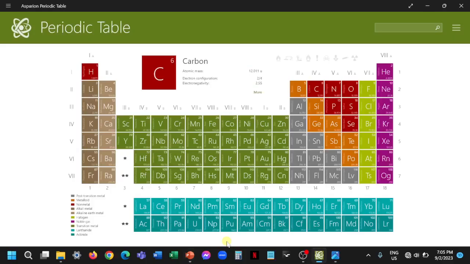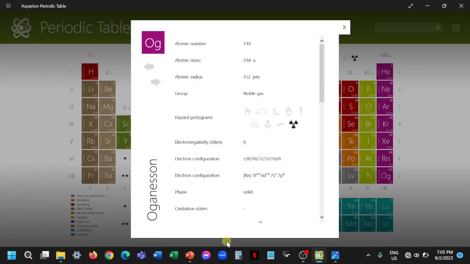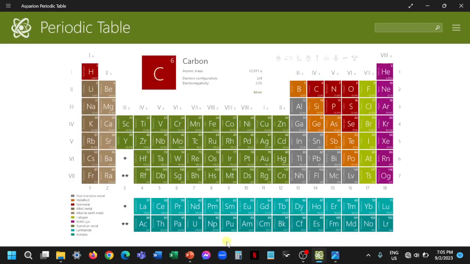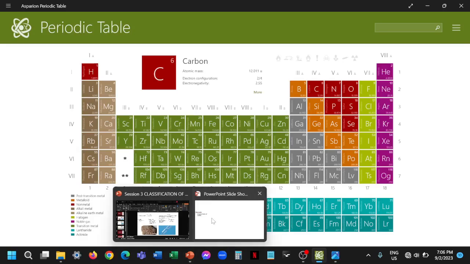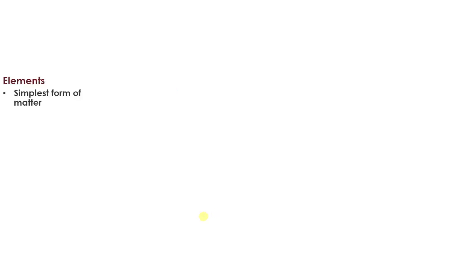The periodic table of elements shows the 118 different elements. Again, these are the simplest form of matter, meaning I cannot turn this into simpler substances anymore. These are the elements, and two or more elements can combine to form compounds.